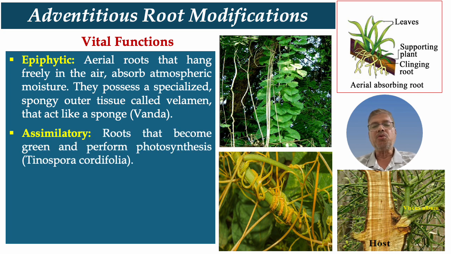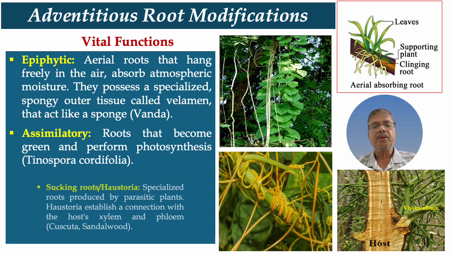Assimilatory roots. These are roots that become green and contain chlorophyll and perform photosynthesis. Example is Tinospora cordifolia. Here, the roots are long, green, thread-like, hang down and carry out photosynthesis.